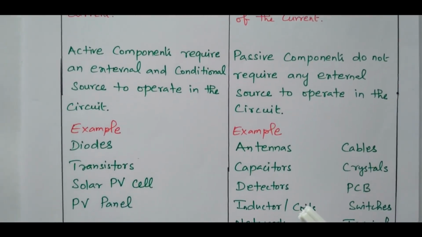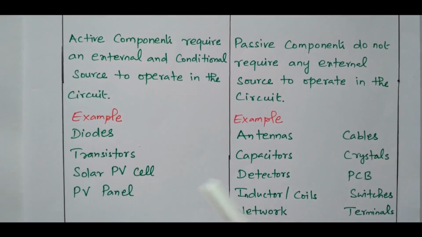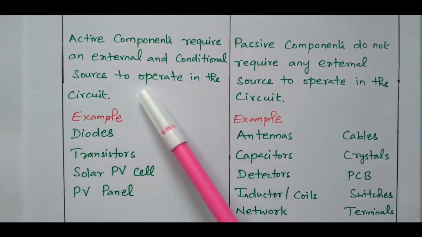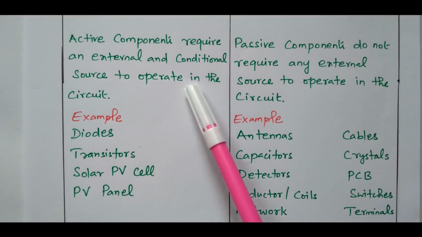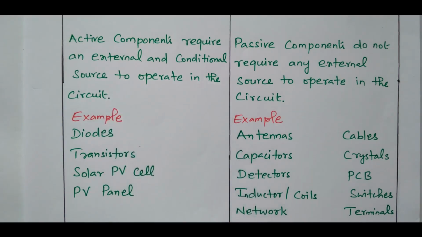Active components require an external and conditional source to operate in the circuit. Right? This amplifier, other than the voltage source and current source, means we need to give the supply, then only it will work. So the external and conditional source is required. For example, a power amplifier means we need to give the power, then only it will be amplified. So an external and conditional source is required to operate these active components.